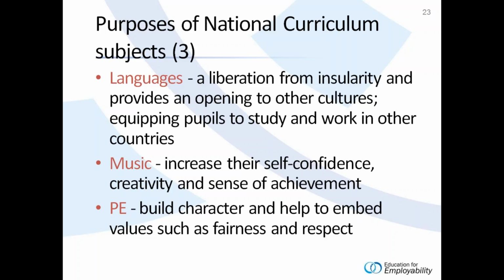Then music increases their self-confidence, creativity, and a sense of achievement. This is also one of the parts where music will be carried out for self-achievement or self-confidence, creativity, and the sense of achievement. Then PE builds character and helps to embed values such as fairness and respect. Building character in the sense of what are the various characters that will be built up, embedding values such as fairness and respect.